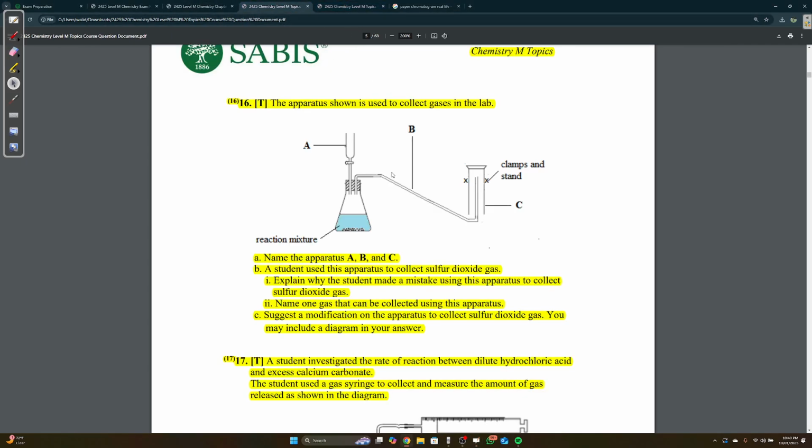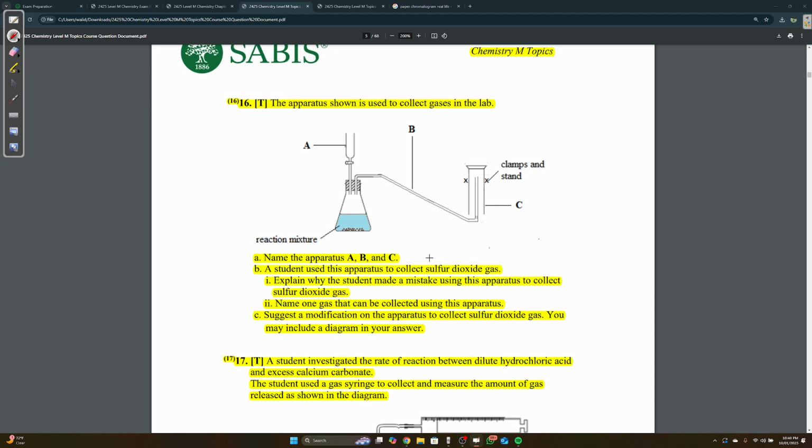So this is something you can memorize. Obviously A would be a funnel dropping the reactant in, not a burette. B is a delivery tube because it's delivering it. C is an inverted, it's inverted, right? It's upside down, inverted measuring cylinder. A student used this apparatus to collect sulfur dioxide gas. Explain why the student made a mistake using this apparatus to collect sulfur dioxide gas.